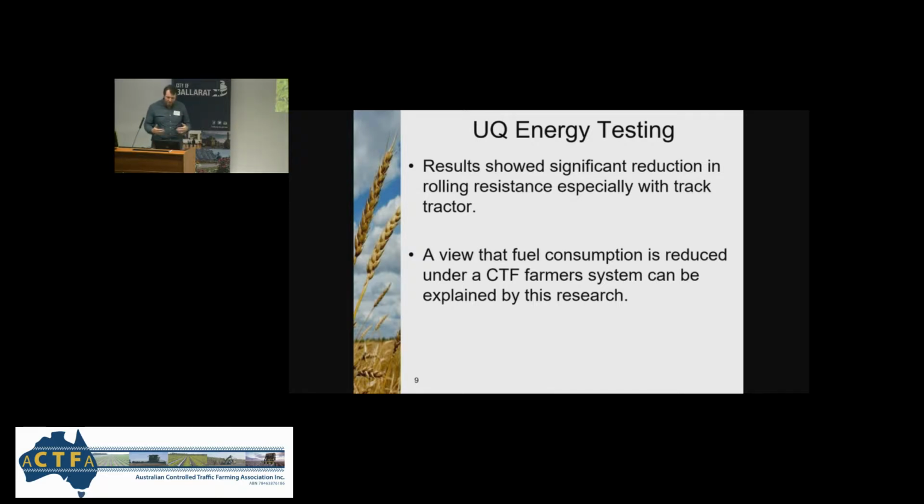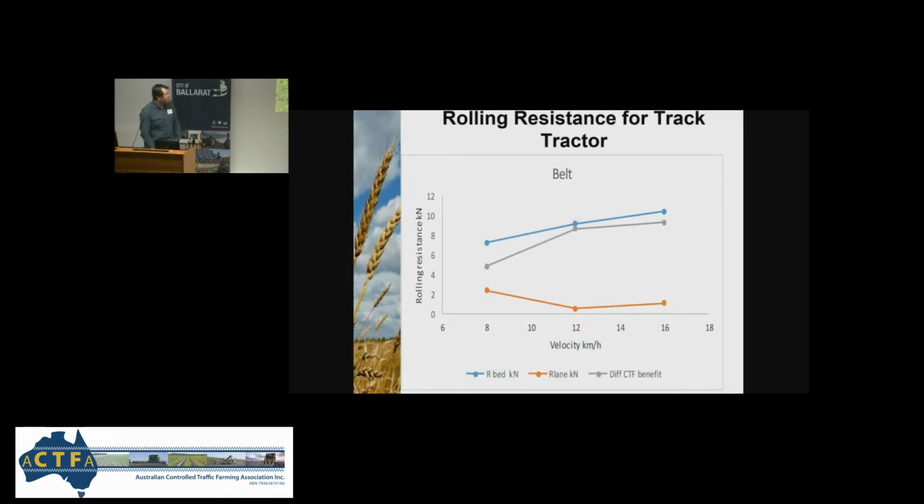and I guess what implications that has for fuel use. So I'll just flick to that. But I guess if you look there, you just see down the bottom, it's on the bed and on the lane, so I guess off the wheel tracks and the lane being the wheel tracks and the difference. So you can see there with a track machine there was a lot less energy required on the tracks than what there was out in the paddock or in the untrafficked area.